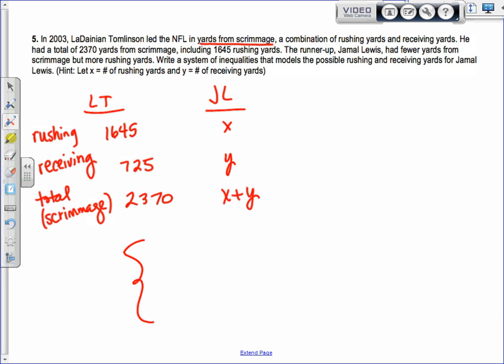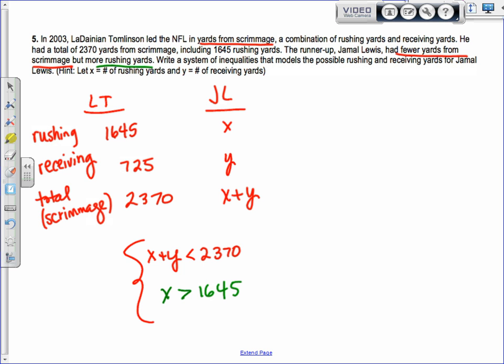So our system of inequalities, which are all braced, which you guys love drawing, it says that he had fewer yards from scrimmage. Fewer yards from scrimmage means that his total is going to be less than LT's. So X plus Y is going to be less than 2370. But he had more rushing yards, so X is going to be greater than 1645. That's going to be your system of inequalities. Okay, so you can graph that if you want. You can find out all the possibilities.